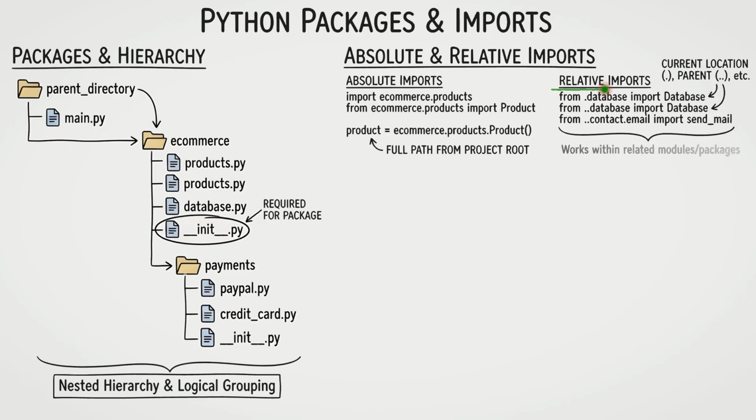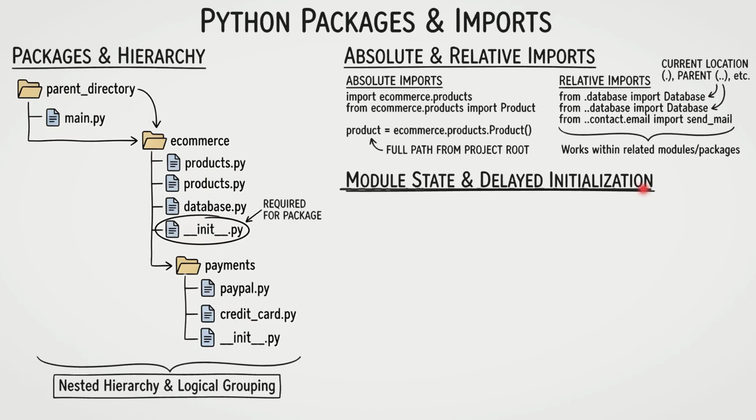On the other hand, we have relative imports. We use these when working within related modules in the same package. Instead of typing out the full path every time, we use a period to represent the current location. For instance, a single period like this tells Python to look for the database module right next to the current file. If we need to navigate further up the tree, we use multiple periods. Two periods represent the parent directory. You can even combine this, like in the third example, moving up to a parent and then down into a different package called contact.